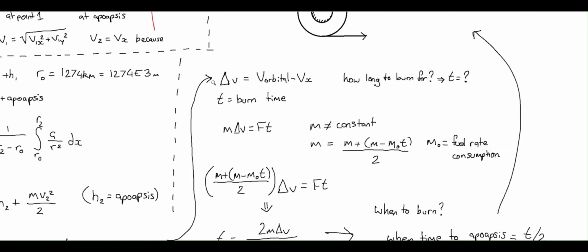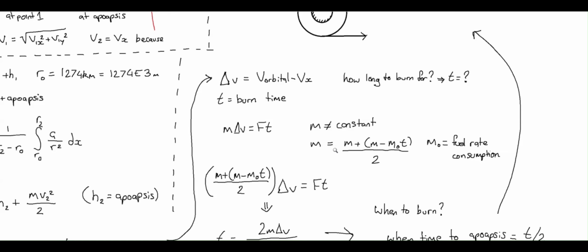We know delta V, and we can use momentum. We can use force times time equals mass times velocity. And in this case, we know our delta V, we know our mass. However, mass isn't constant because as we're accelerating, we're using up fuel, which means the rocket's getting lighter. We have less mass, so m isn't constant.